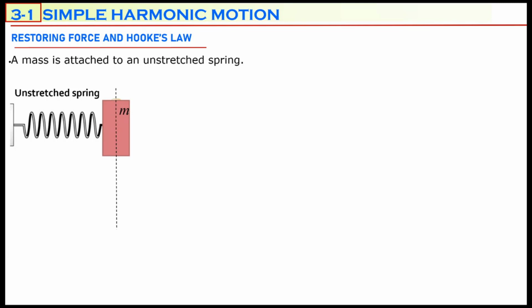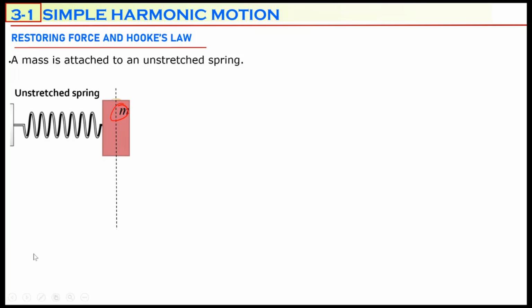A mass is attached to an unstretched spring. This position is the unstretched natural position of this spring. A mass is connected to that spring. No stretching, no compression. That's why this mass stays in its place.